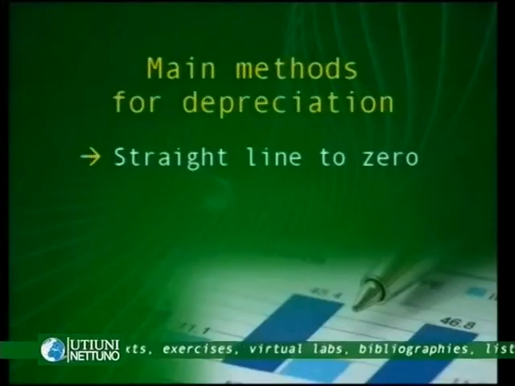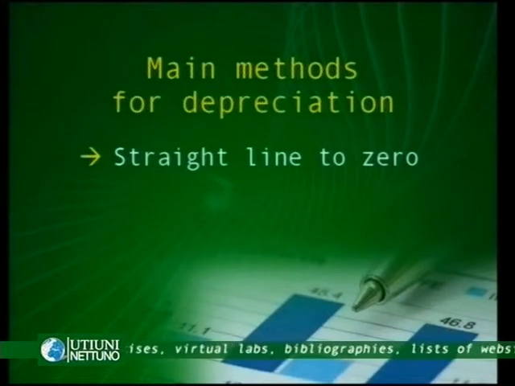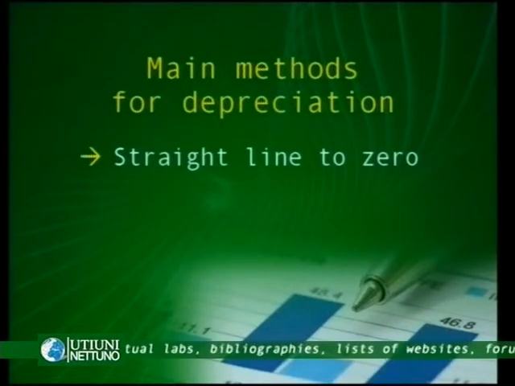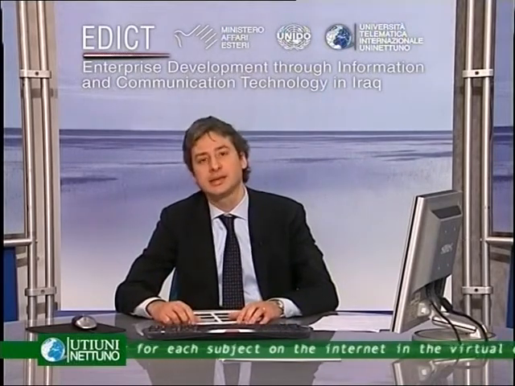The most simple method for depreciation is straight line to zero. So we'll see an example in the next slide of straight line to zero depreciation. Here it's anyhow important to provide an initial definition of this method. So here what it means is that you take the value of the fixed asset, that is the historical cost, that is the price you pay to buy this asset.